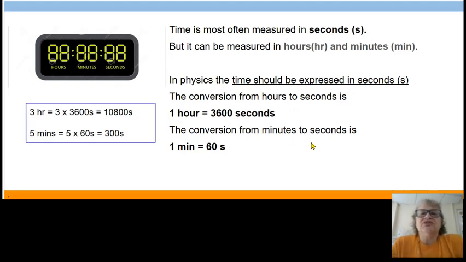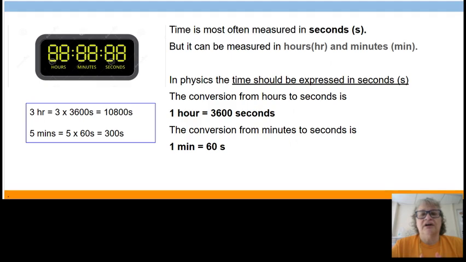Time is often measured in seconds. In physics, it's definitely measured in seconds, but it can be measured in hours and minutes, or days, but we don't really work with that in physics. In physics, the time should be expressed in seconds, right? Anytime that you're given anything, it should be expressed in seconds.